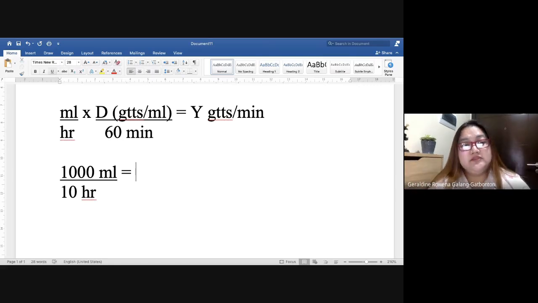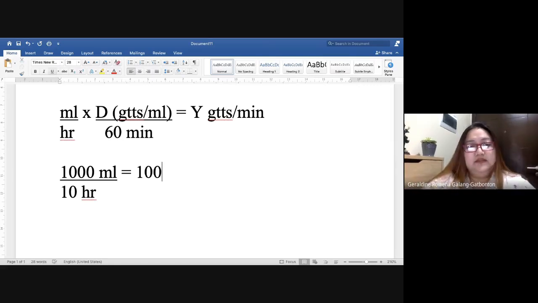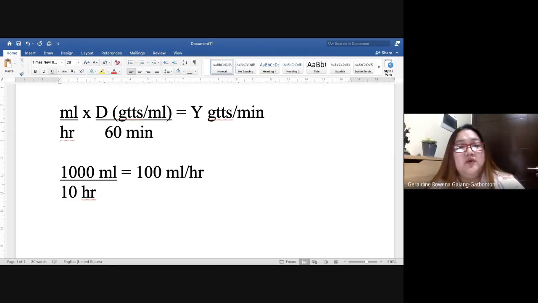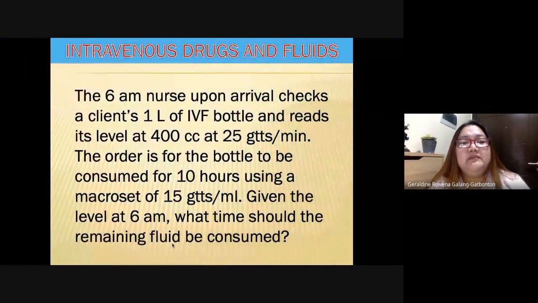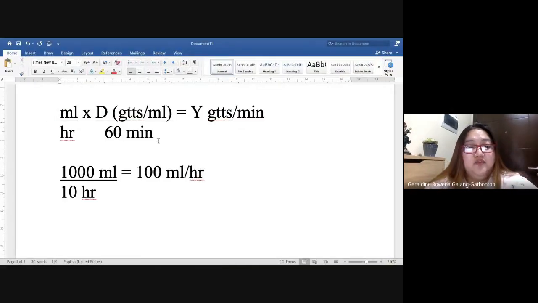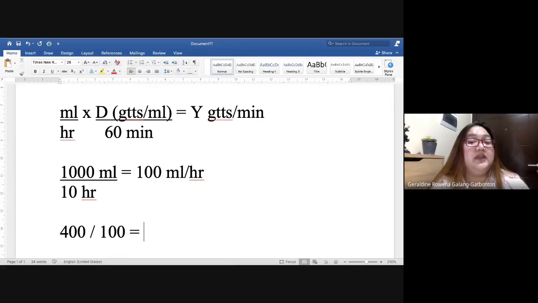The answer is 100 ml per hour. Ibig sabihin, sa isang oras, 100 ml ang nakokonsume. Ang tanong, kano na lang ba kadami yung natira? 400. So, you simply need to divide. Yung 400, kung siya ay 100 ml per hour, 400 divided by 100. Okay?